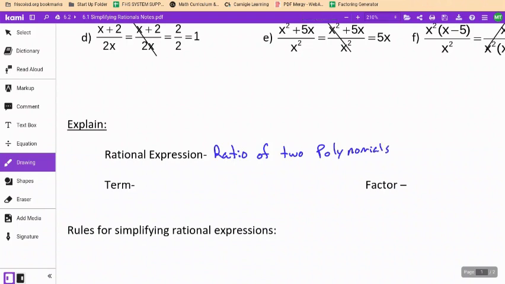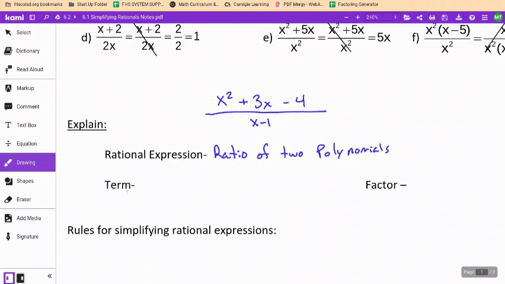Okay, so we're going to have a fraction. All right, so let's look at this, and I'm going to give you guys an example. Here is an example: x squared plus 3x minus 4 over x minus 1. Okay, so here is a rational expression. I have a polynomial in the numerator divided by a polynomial in the denominator.